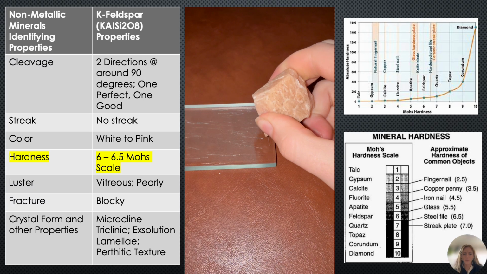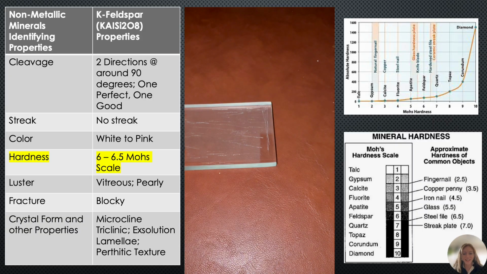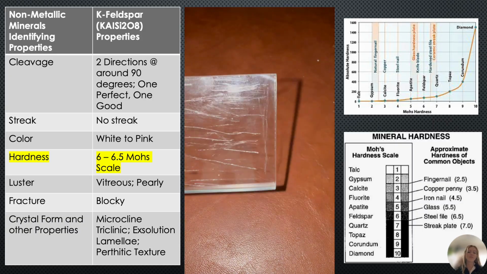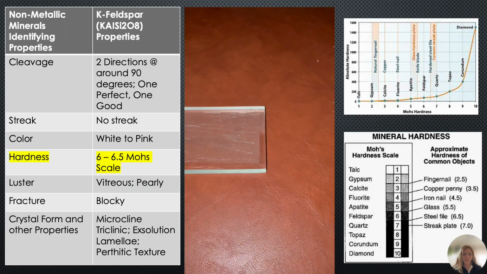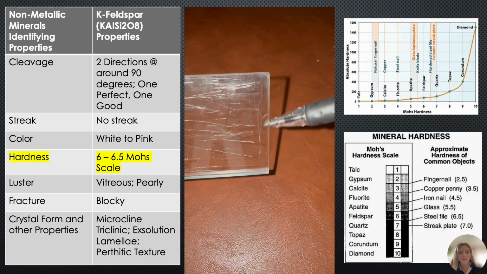All right, our next stop is testing this mineral against a glass plate. Now we're going to scratch it. We see that it does in fact scratch the glass plate. Glass plate has a hardness on the Mohs scale of 5.5, but it doesn't scratch it too much. So let's hop on over and we're going to say that's going to be a 6 on the Mohs scale, and we match it up with K feldspar.